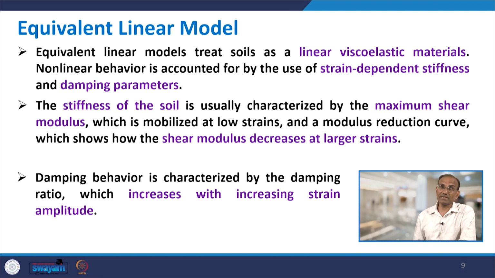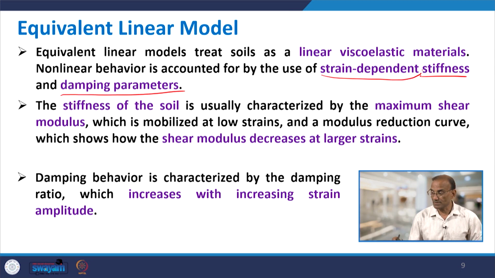Now, the first one, the equivalent linear model, we are going to talk about that. It treats soils as linear viscoelastic materials. Using these models we treat the soil as a linear viscoelastic material, and the nonlinear behavior of the soil is accounted for by the use of strain dependent stiffness and damping parameters. Both parameters, the stiffness of the soil as well as the damping, are dependent on the strain, which we will see later. That means they vary with the strain.